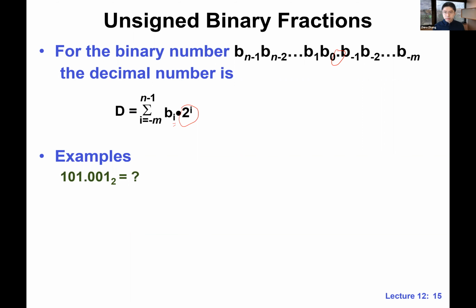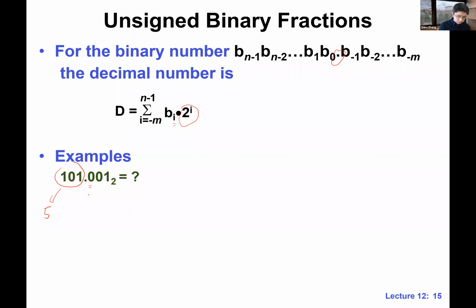Very good, Ethan. 5.125. Why is that? First, the integer part is straightforward. This is still unsigned. This is a 5, 101. Then we just need to look at the things on the right. And this one is a 0.